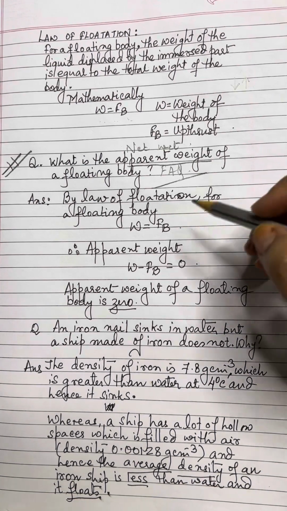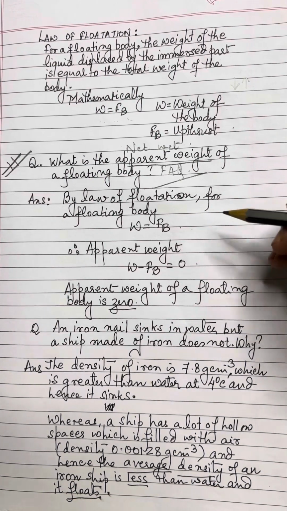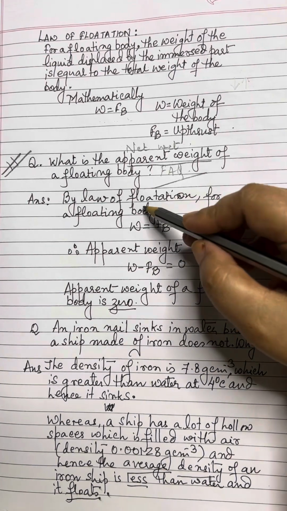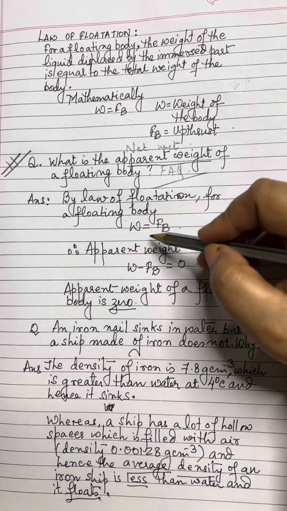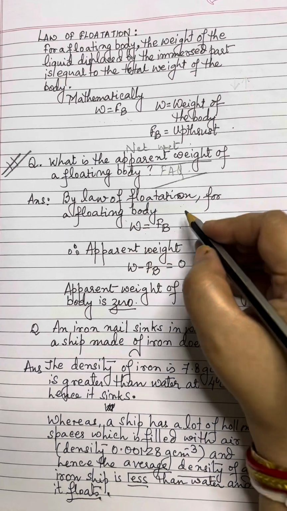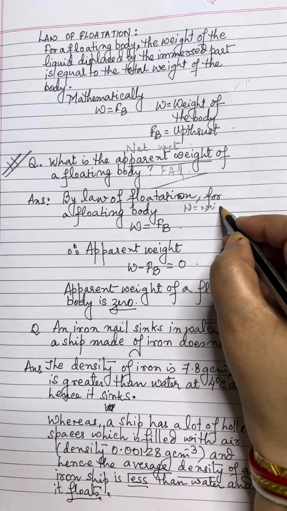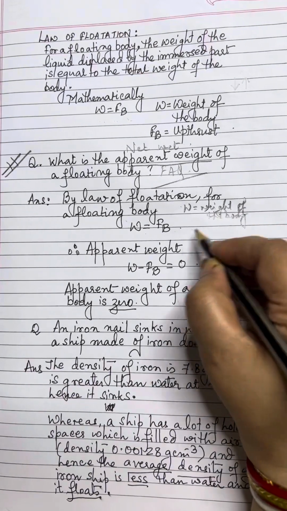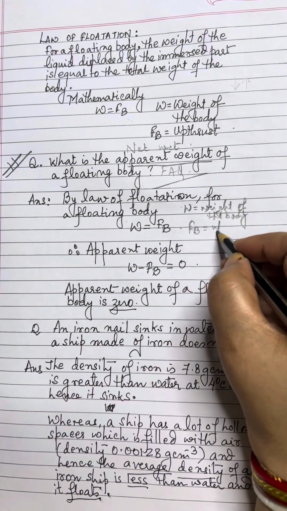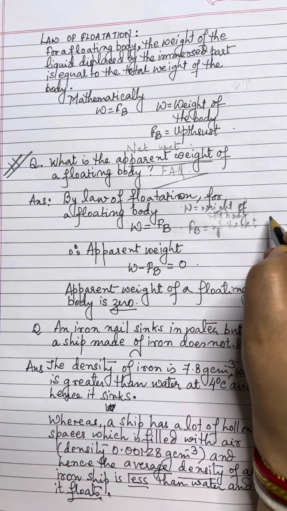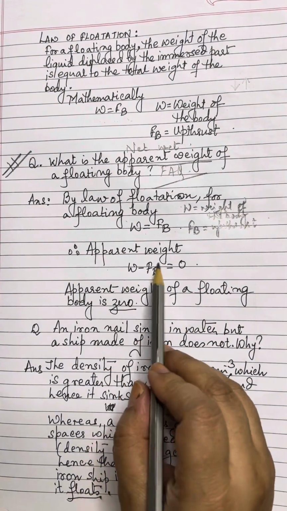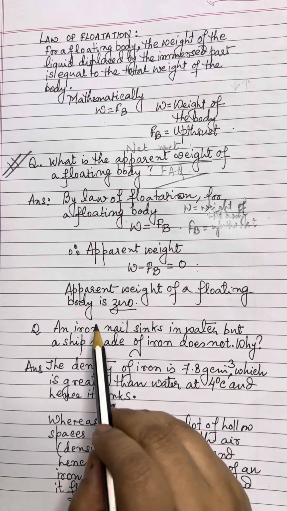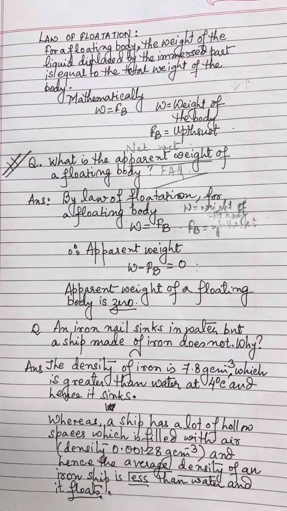We will always explain anything with the help of some law or some equation which we have learned. So we have learned the law of flotation. We will say that by the law of flotation, for a floating body, W is equal to Fb. Please mention W stands for the weight of the body, and Fb stands for the upthrust. Therefore, the apparent weight or the net weight experienced by the body, W minus Fb, is equal to 0. So apparent weight of a floating body is 0.